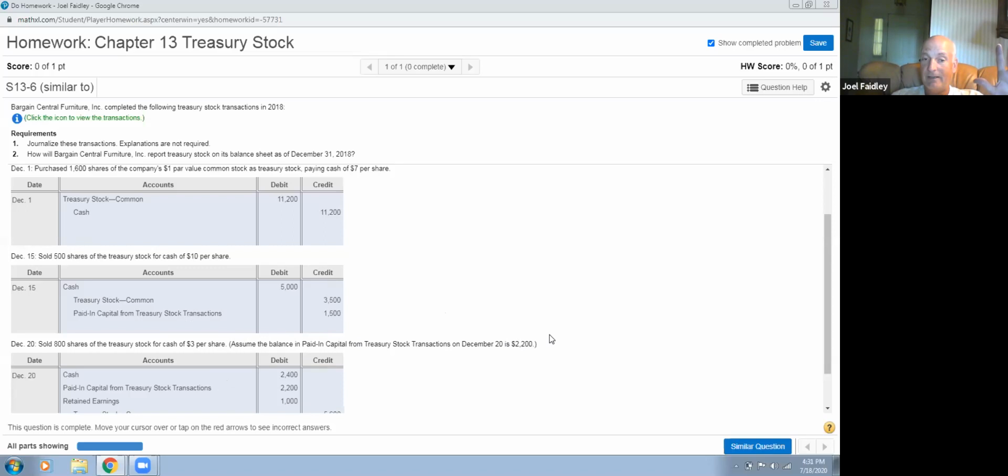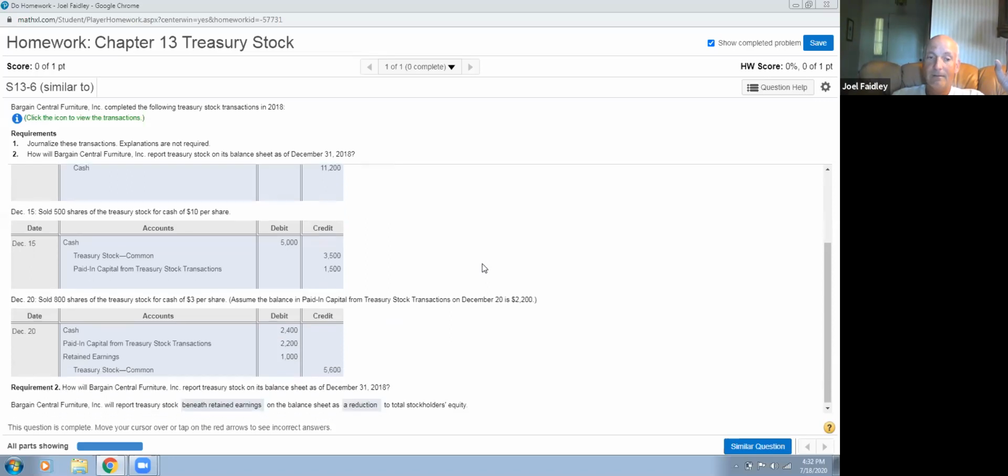It's confusing. But anyway, regardless, if you got a $2,200 credit balance, you can only make that go down to 0. So there's the 2,200. The rest of that has to be booked against retained earnings, which is basically a loss, isn't it? As if you had booked it from the income statement. All right.